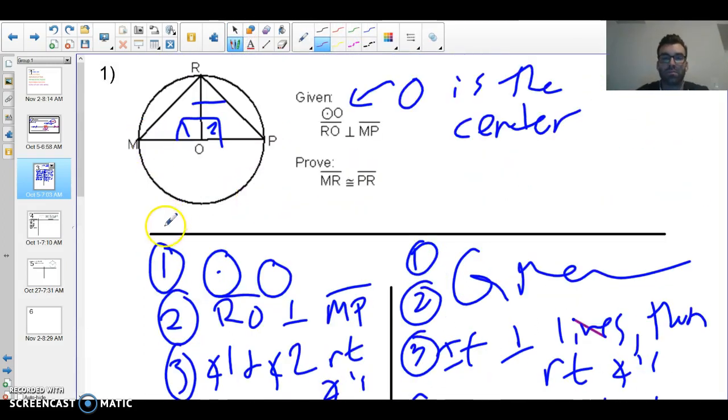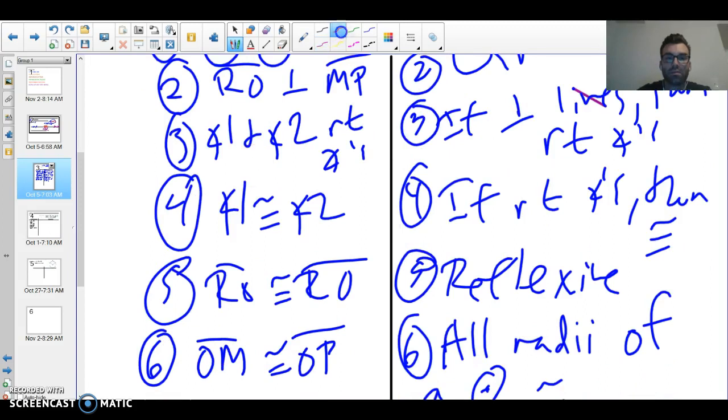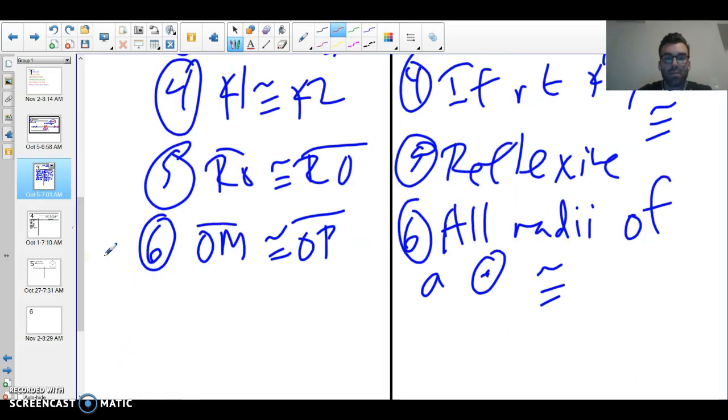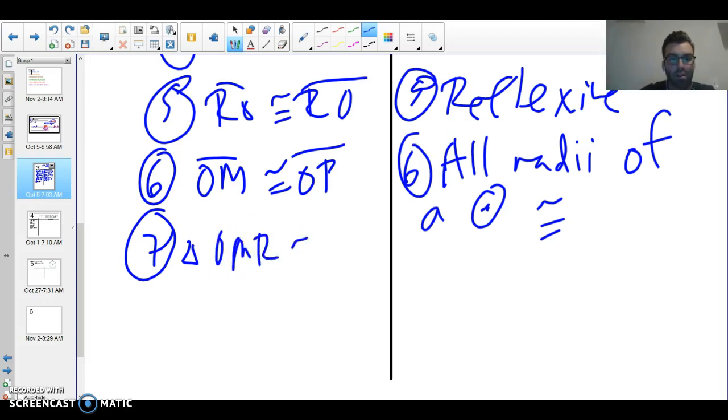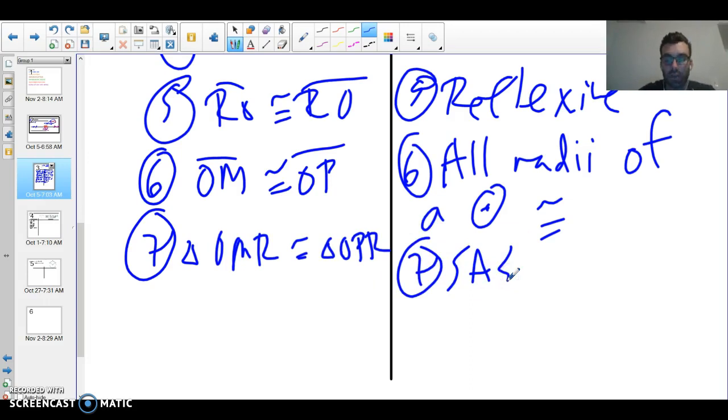So what do I have so far? I have two sides and an angle. So I'm not going to write that. But here we go. Make sure you're labeling the side as you go along. So now I can say that triangle OMR is congruent to triangle OPR, and that's by side, angle, side.